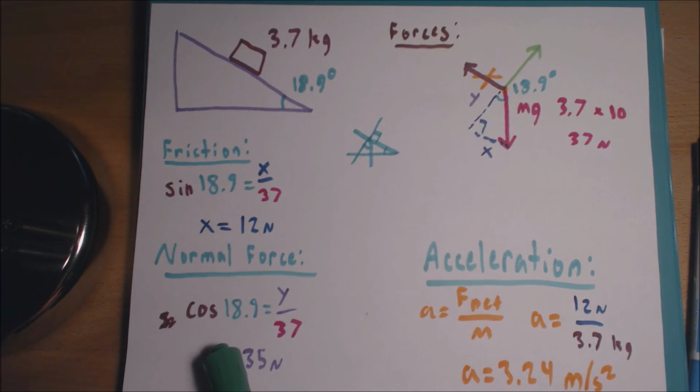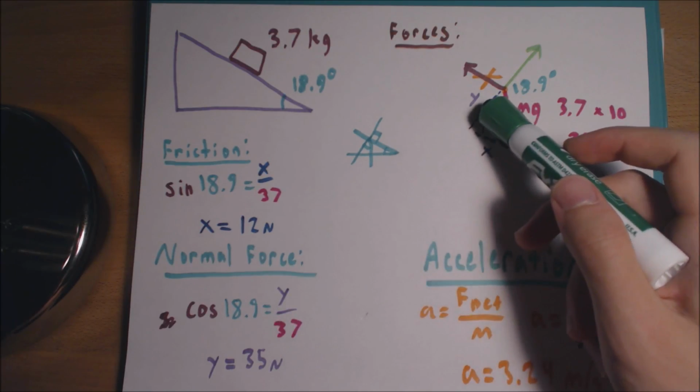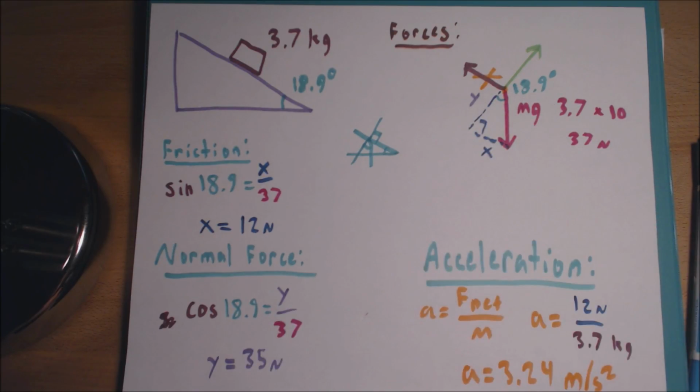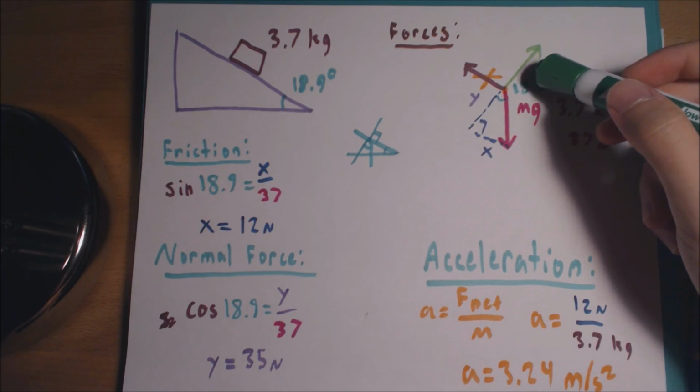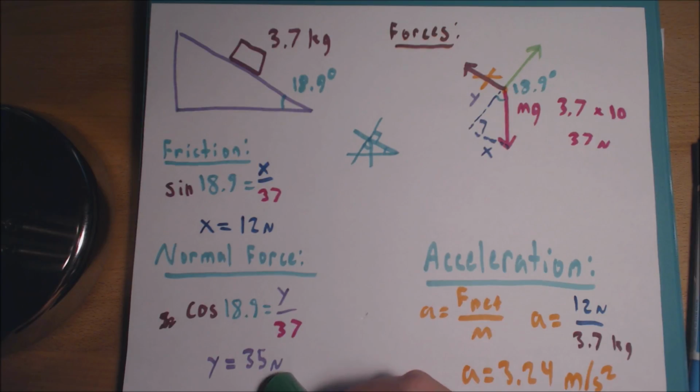To calculate the normal force, we're going to use trig again, but a different identity, cosine. We're going to use cosine of 18.9. It's going to be equal to y over 37 newtons, where y is the adjacent side and 37 is the hypotenuse. Working this out, we get y is equal to 35 newtons. So we know that since y and the normal force are the same, the normal force is going to be 35 newtons.